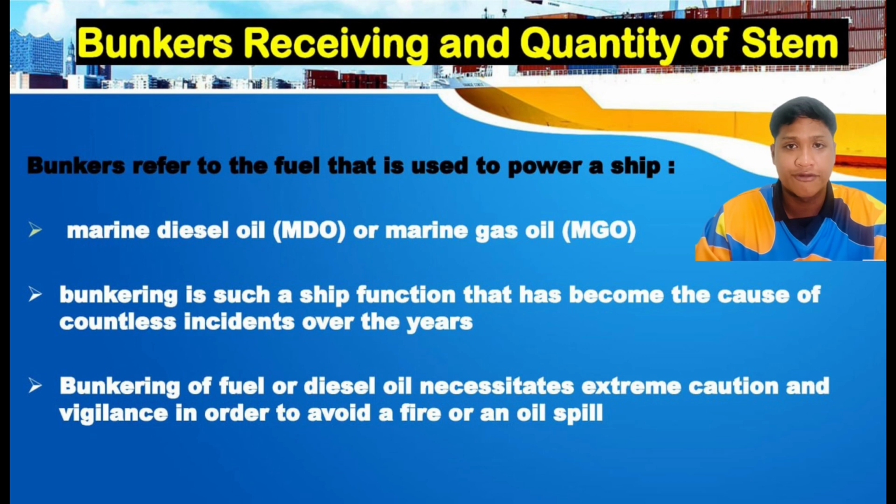Bunker refers to the fuel that is used to power a ship. The most common type of bunker fuel is heavy fuel oil, but ships can also use marine diesel oil or marine gas oil. The choice of fuel can depend on various factors such as cost, availability, and environmental regulation. Also, bunkering is a ship function that has become the cause of countless incidents over the years. Bunkering on a ship might consist of fuel oil, diesel oil, cargo, and so on.